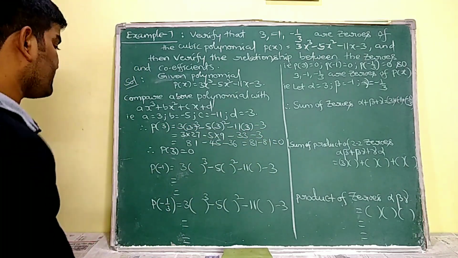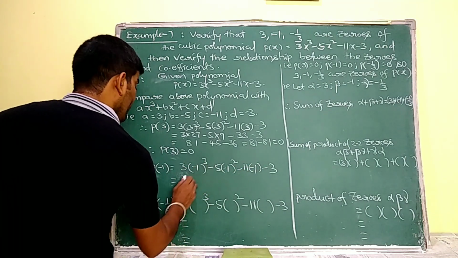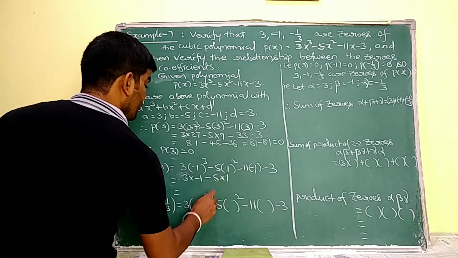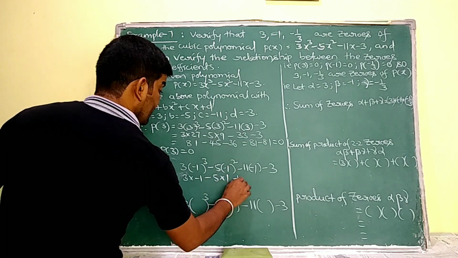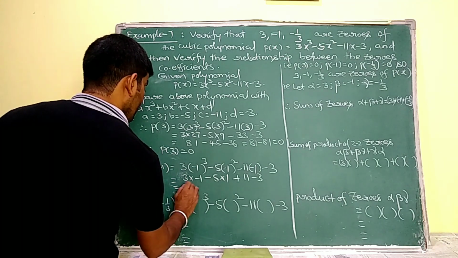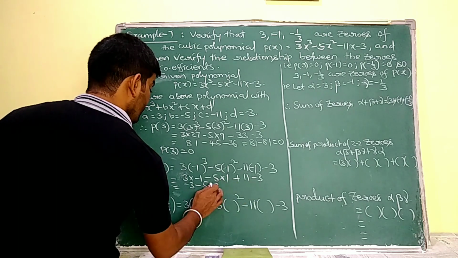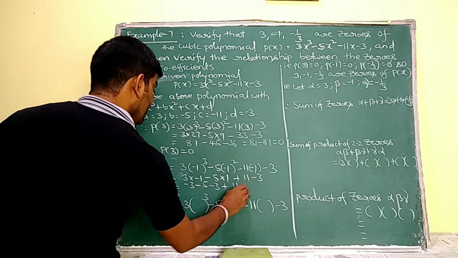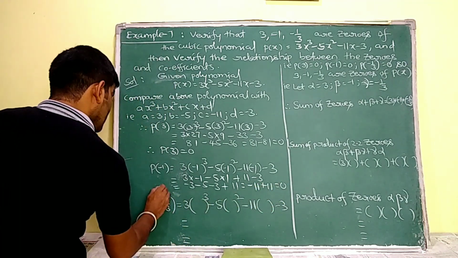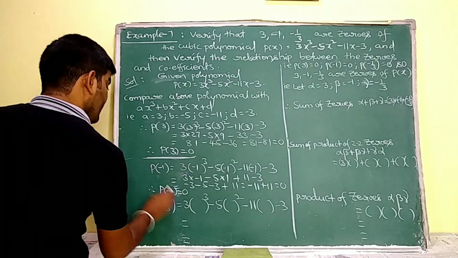Now P of minus 1, just substitute minus 1 here. Now see ma, 3 into minus 1 cube means 3 into minus 1. Minus 5 into minus 1 whole square, it is 1. Minus 11 into minus 1, it is plus 11, minus 3. See ma, here I am going to write 3 into minus 1, minus 3, minus 5, and this minus 3 I am going to write here, and 11. That is minus 11 plus 11 is equal to 0. That is, see ma, P of minus 1 is also 0. We obtain these two.